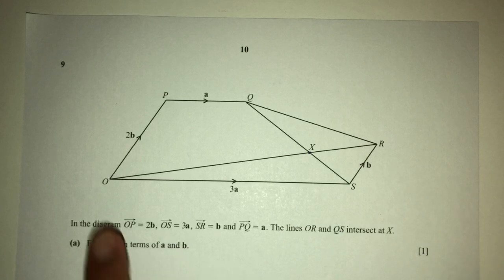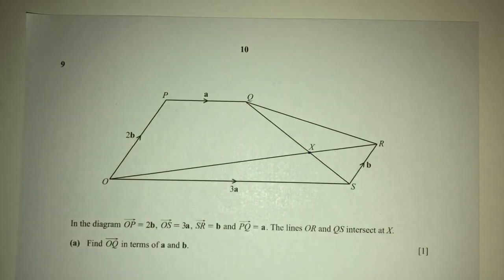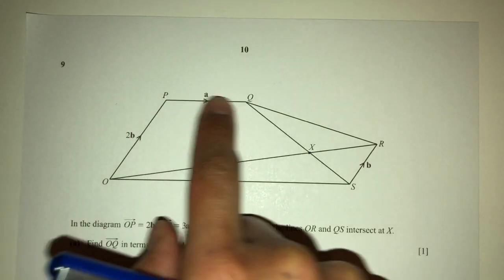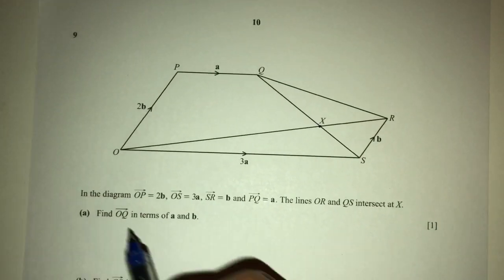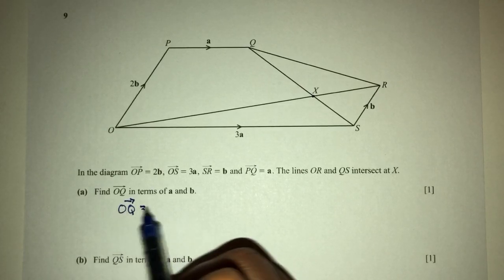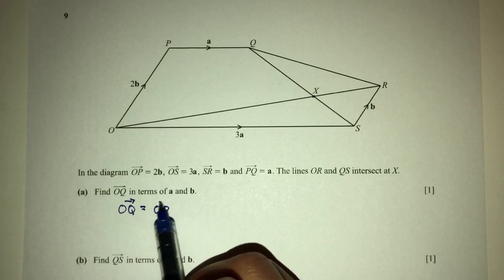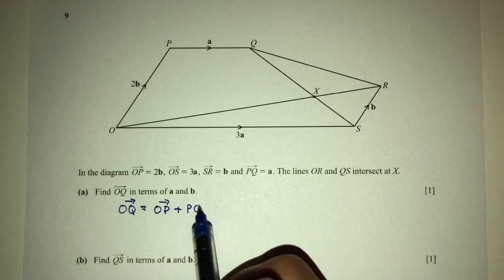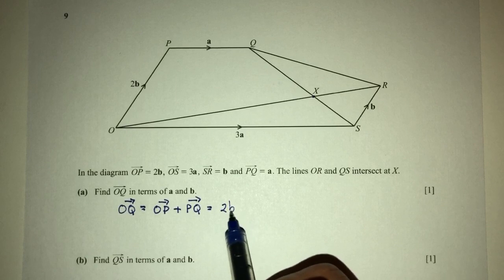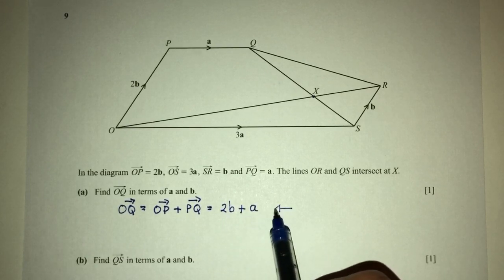Okay, so O going to Q, so pretty easy. We begin from O, so O, we first go to P, P go to Q. As you can see, OQ can be found by starting from O, going to P, and P going to Q. So always refer to your diagram. That will be 2B plus A as my answer.